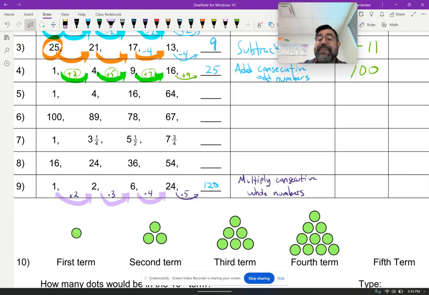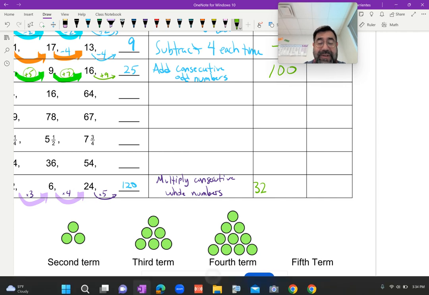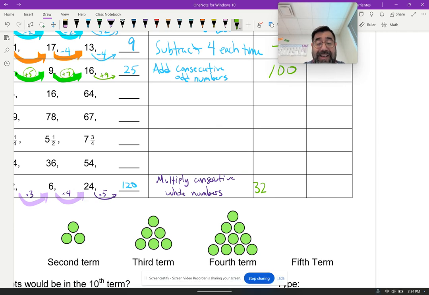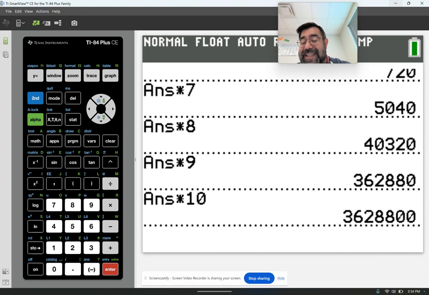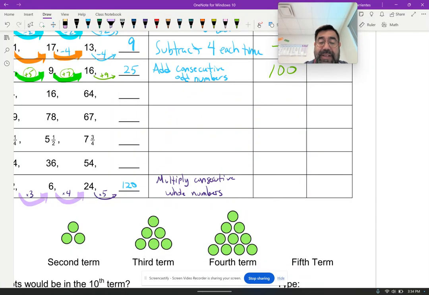3,628,800. I'm saying that out loud because, gosh darn it, that's a big number. I already forgot it. That's how big a number it is. I forgot it. What is it? 3,628,800. So here is our ginormous 10th term. 3,628,800 would be our 10th term.